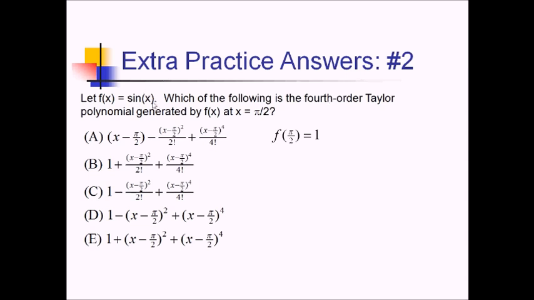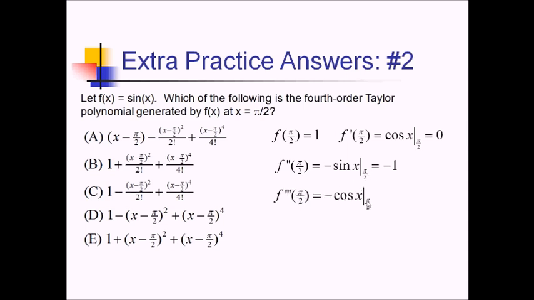First derivative is cosine. Evaluating cosine at pi over 2, that's going to be 0. Next derivative is negative sine of x. Evaluating that at pi over 2, that comes out to negative 1. After that, we've got negative cosine of x, which is always just 0 at pi over 2. And then finally, these derivatives are flying by. Fourth derivative, we get back to the original function, sine of x, which means we again have a value of 1.